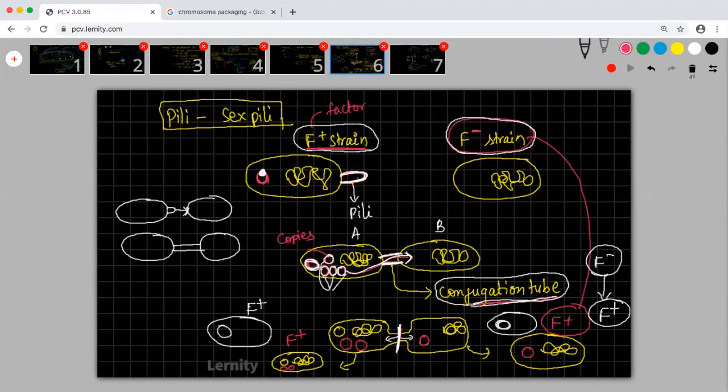Adhisri, your doubt is clarified. Vel Nandish asks, sir, may one bacteria gain all the plasmids from the other? Usually it will not gain all the plasmids, only one is transferred.